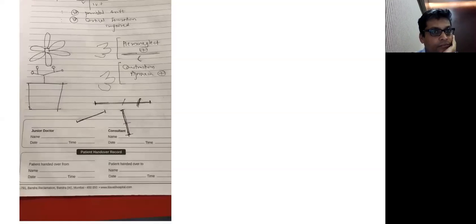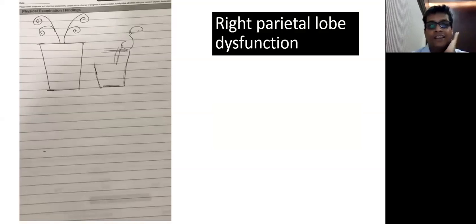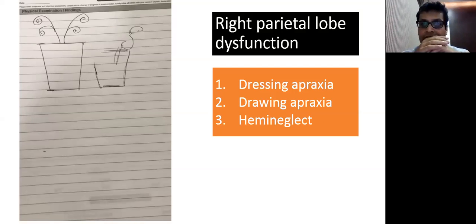So see how severe is the stroke. If you look at him, it doesn't look that severe, but neurological changes are there. So all these are classical signs of right parietal lobe dysfunction. In this video, we can see dressing apraxia, drawing or construction apraxia, as well as hemineglect.